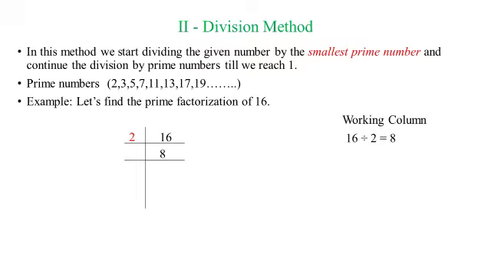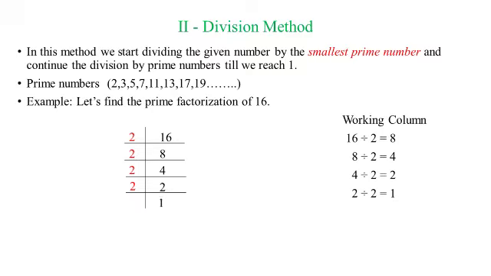Now we have to divide the quotient 8 with the smallest prime number. As 8 is an even number, it is divisible by a prime number 2. On dividing 8 by 2, we get 4, which we write below 8. And again divide 4 by 2. We get 2. We write 2 below 4. Now here 2 is a prime number and we divide by 2 itself. So 2 divided by 2 gives 1. Now we write 1 below 2.